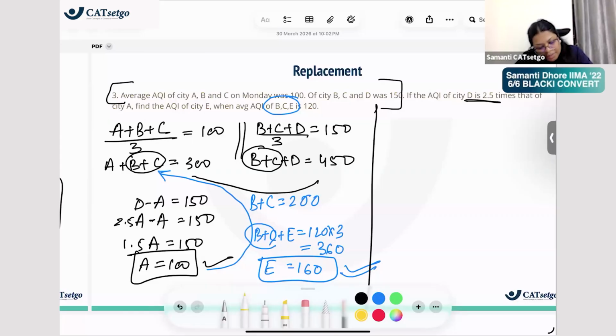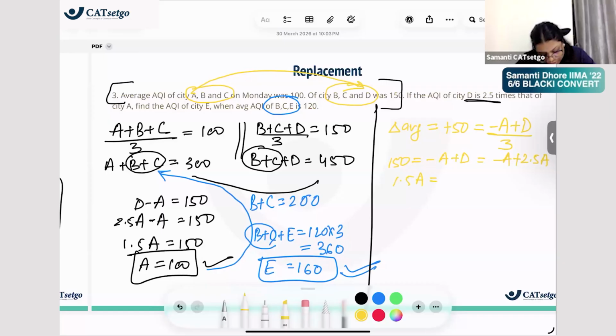But हम shortcut से क्या सीखेंगे कि भाई A, B, C बोला है और B, C, D बोला है तो A is replaced by D. It's a replacement question. A is replaced by D. 100 का 150 हुआ, तो मतलब the change in average was plus 50. That happened because you eliminated A and you added D, divided by total people, which were 3. So 150 is equal to minus A plus D. And D is basically 2.5A. So again 1.5A is equal to 150, which means A is 100.